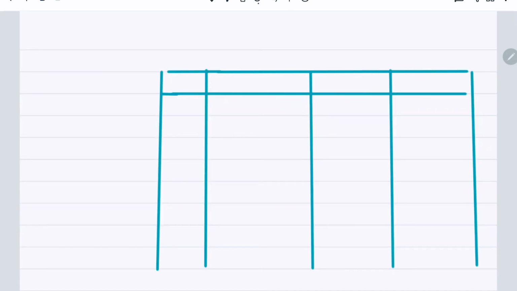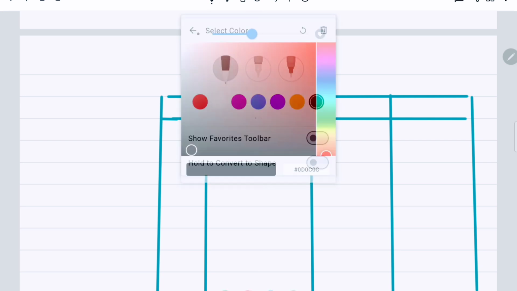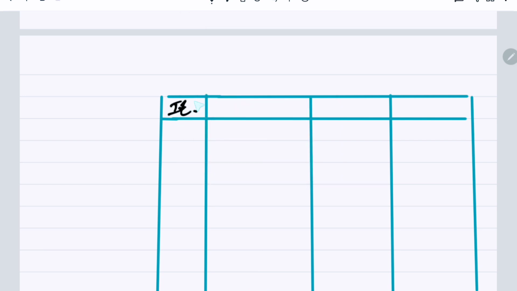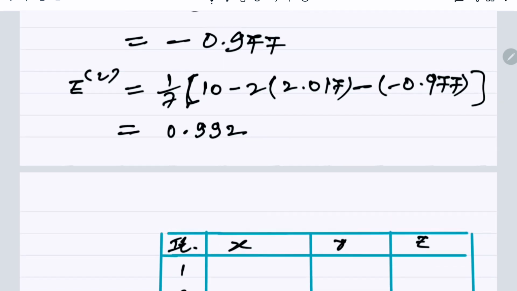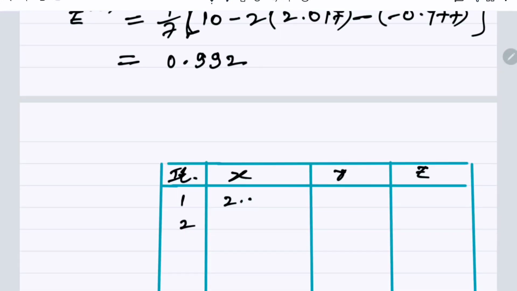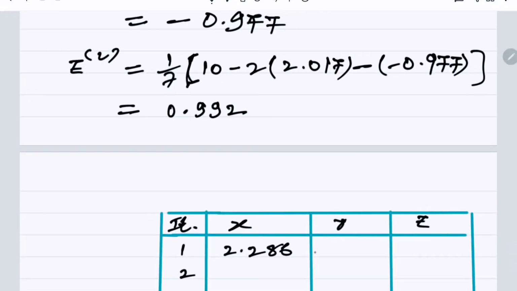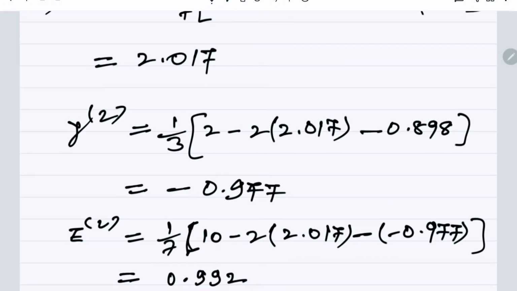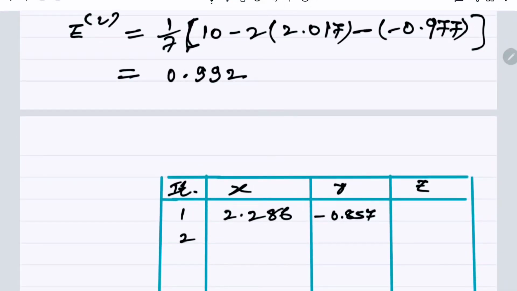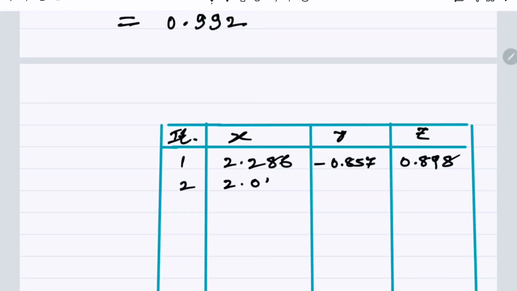Then we make a table like this. First column for iteration, second for x, third for y, and last for z. And then we substitute the first three iteration values in that table. For the first iteration, from the calculation we get the value of x as 2.286, then y as minus 0.857, and the value of z as 0.898. This is the first iteration value.